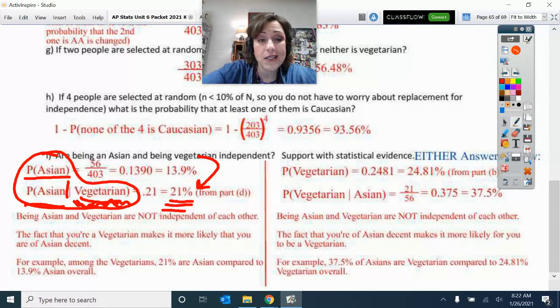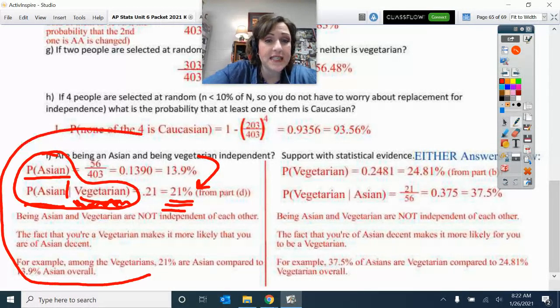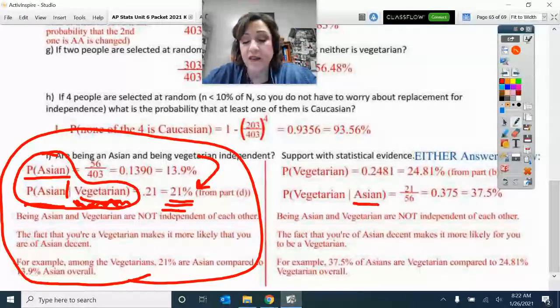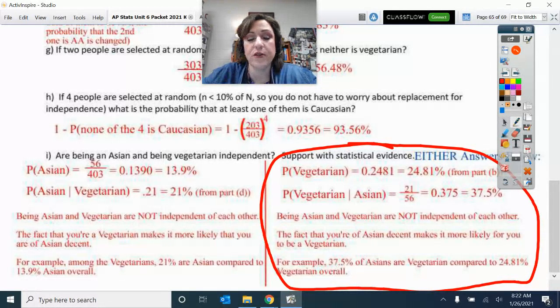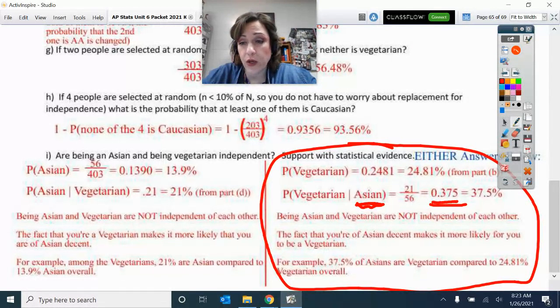Now, honestly, I don't think this in the real world makes as much sense as saying, does the fact that you are of Asian descent change the probability that you are a vegetarian? So I think this one actually is the way you'd be asked it on AP if they asked you, or they wouldn't require that you do one of these ways or the other if it was a free response. But this one makes more sense in the real world. Given that you are Asian makes it more likely that you are a vegetarian. Okay, so they are not independent because the fact that you are one thing changes the probability.